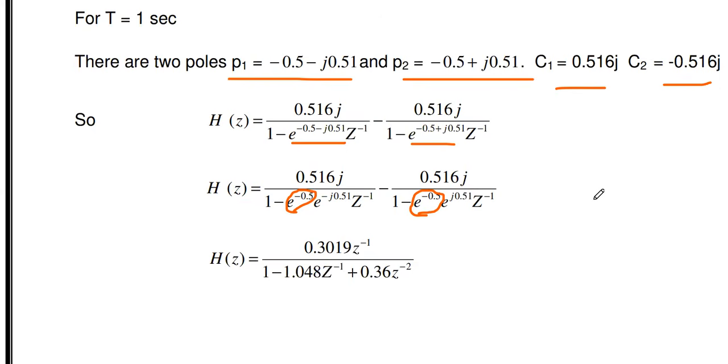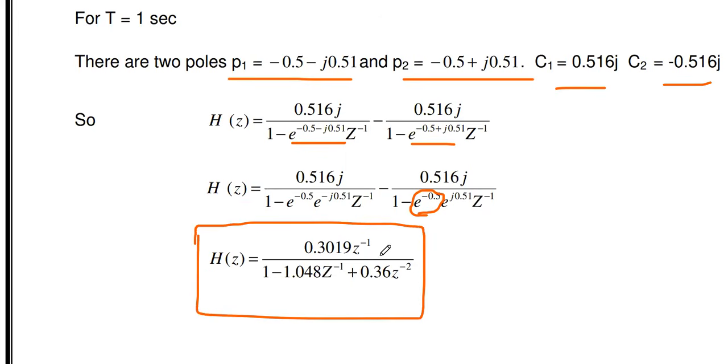Okay. So you can expand e power j theta equal to cos theta plus j sin theta. Similarly, e power minus j theta equal to cos theta minus j sin theta. You just expand and take the LCM for this term. So finally, we can get H of z equal to 0.3019 z inverse by 1 minus 1.048 z inverse plus 0.36 z power minus 2.